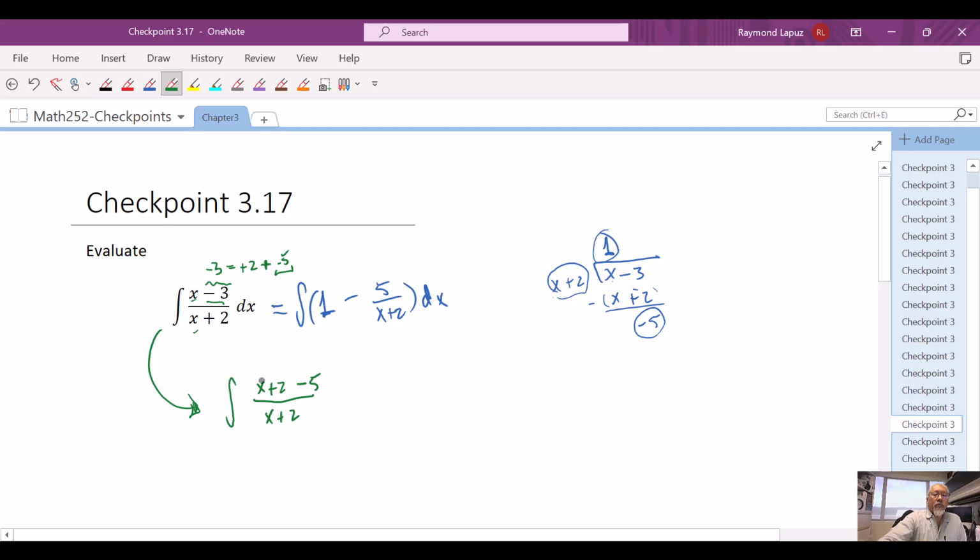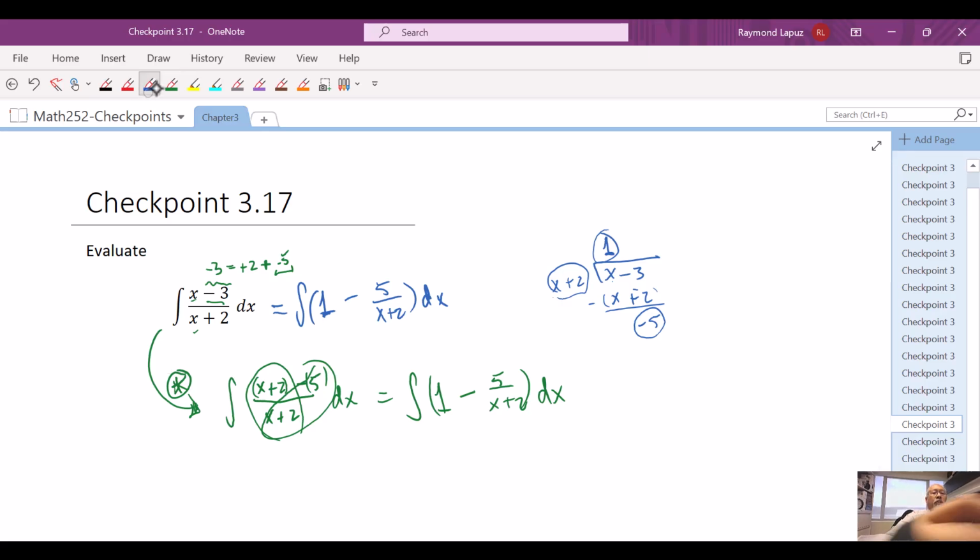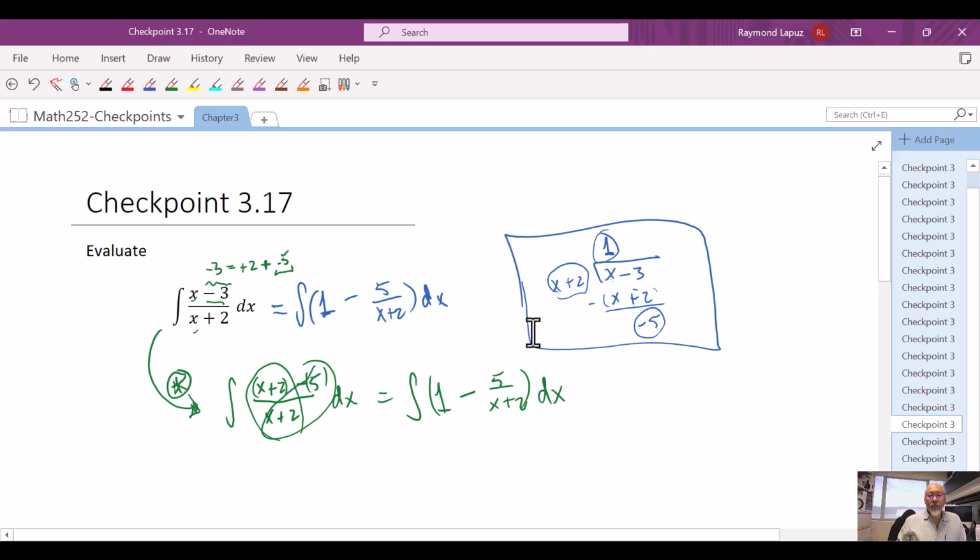Now I can split the fraction up into two fractions. This gives me (x + 2)/(x + 2), which is 1, and then another fraction of negative 5 over x + 2, and we get the same result. So either way you do it, the method I just showed you is not very intuitive, and the long division method will always work. It's kind of a surefire way to make it work.